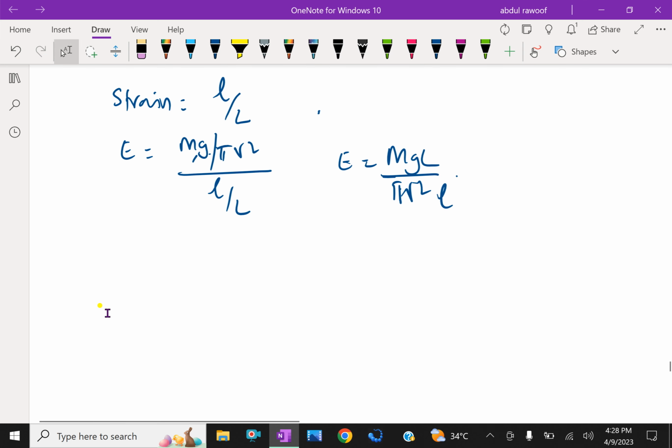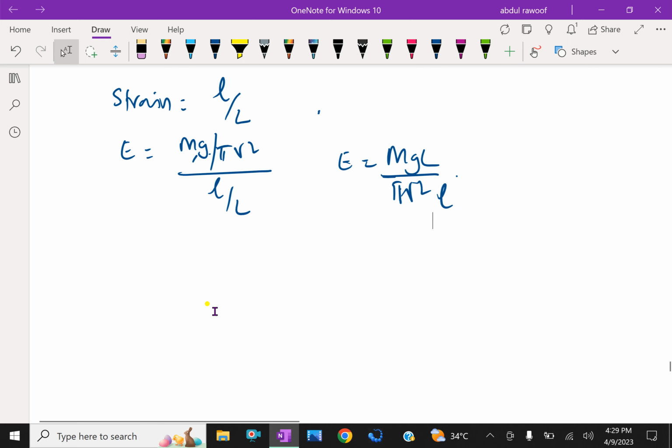Next, here Young's modulus indicates the resistance of an elastic solid to elongation or compression. This is the resistance to elongation. That means any material gives resistance when it is loaded to deform.